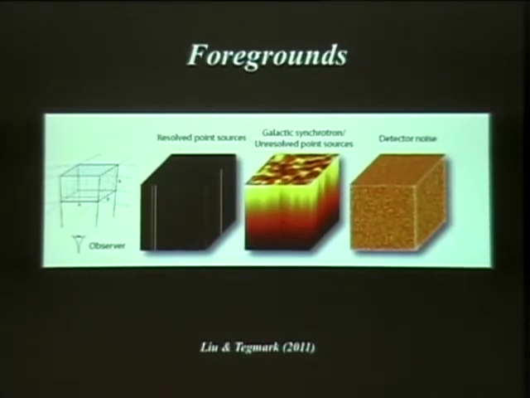The biggest challenge is, of course, emission by our own galaxy, foreground emission. There are also point sources which appear along the line of sight. As these are continuum emission synchrotron sources, they appear as strips in the noise map because they emit at all frequencies. There is synchrotron from the galaxy and then, of course, detector noise. And these are big challenges that have to be overcome in order to detect the signal because these foregrounds are many orders of magnitude larger than the signal that we are after.